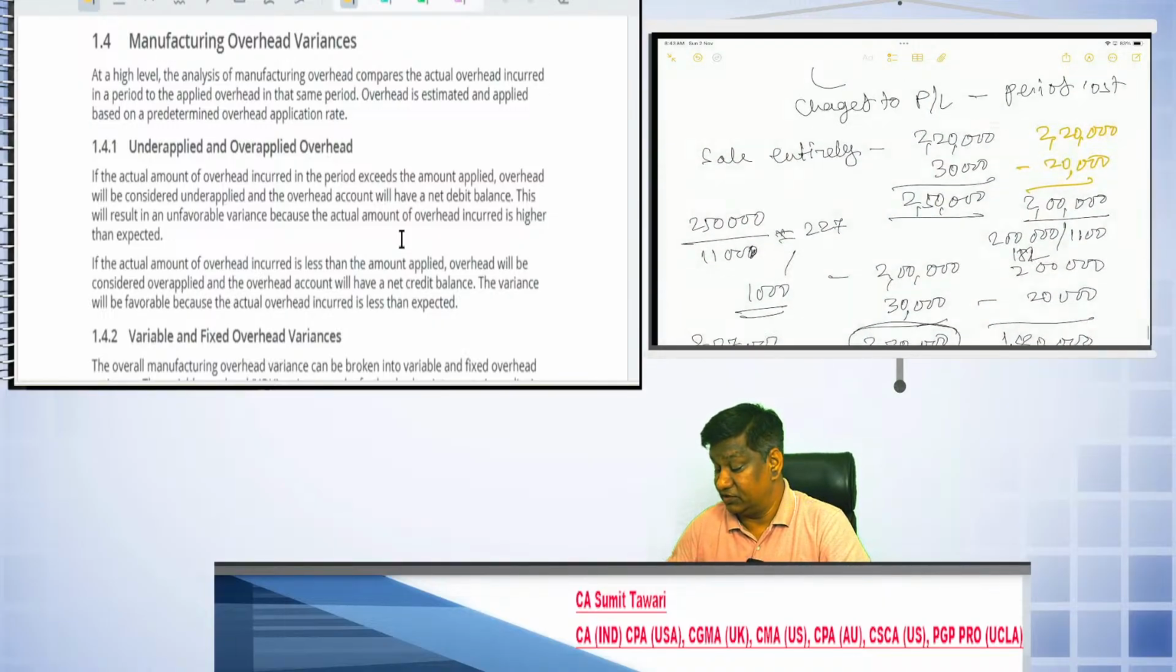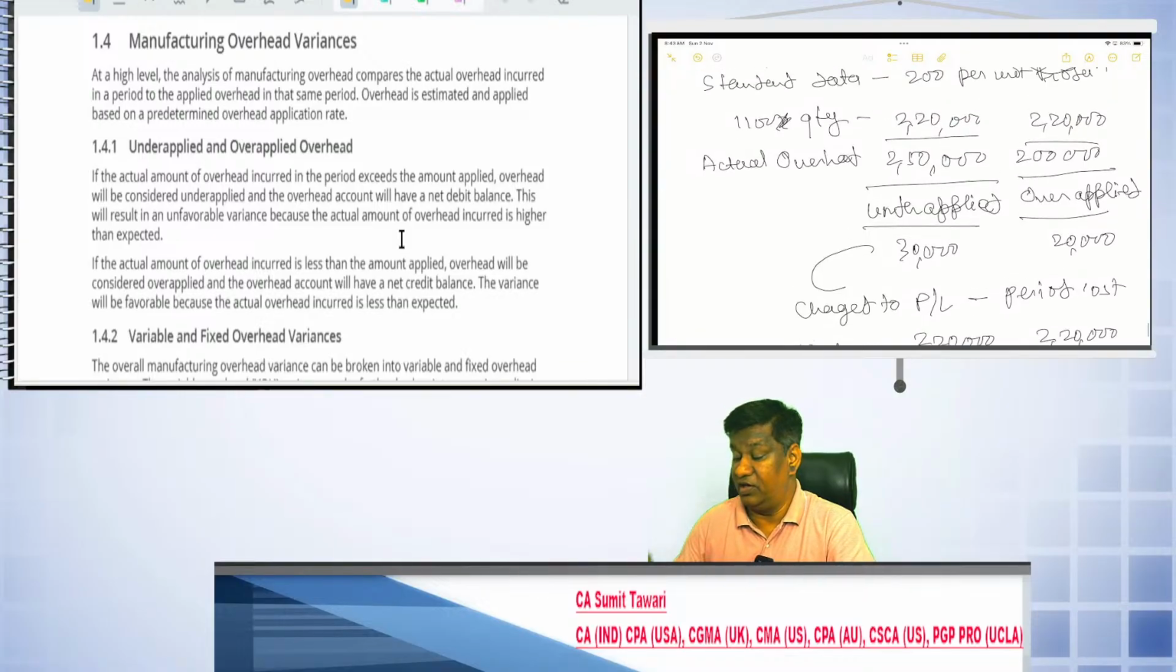Okay, I'll just re-explain. Over applied, under applied, when the situation arises, first we are absorbing the overhead cost on the basis of standard rate decided. Okay, if the actual expenses is more or less than the standard cost, then the question arises of over application and under application. Okay, so whatever may be the over applied and under applied amount, that we entirely charge to the PNL, debit or credit, irrespective of quantity sold or the quantity produced.